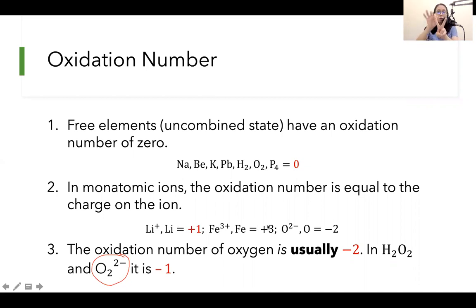So it's like one oxygen has a charge of negative 1. The other oxygen also has a charge of negative 1. So we say that the oxidation number of oxygen in peroxide is negative 1. So notice we are looking at the oxidation number of individual atoms. That's rule number 3. Let's go to rule number 4.